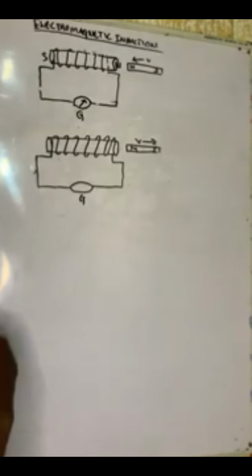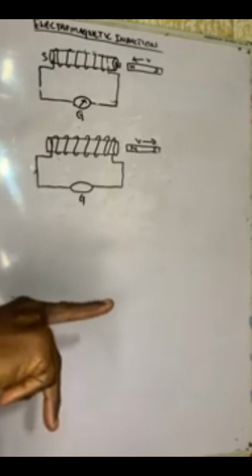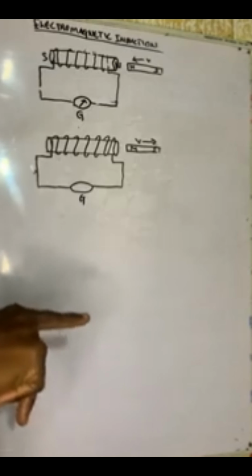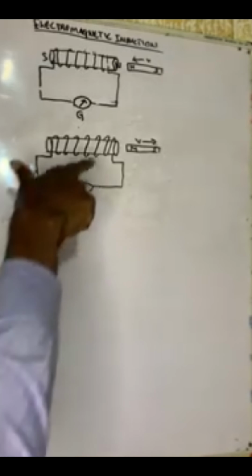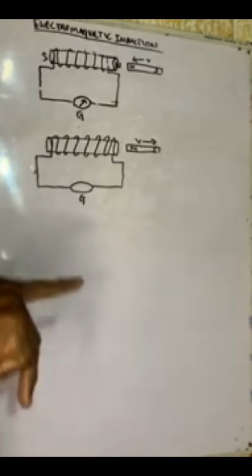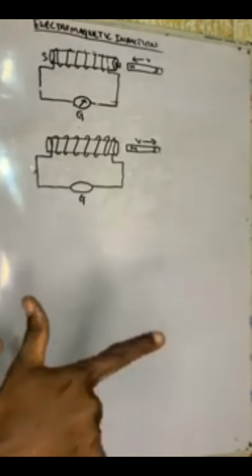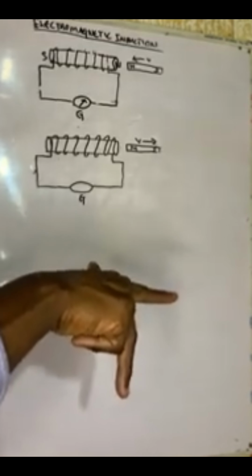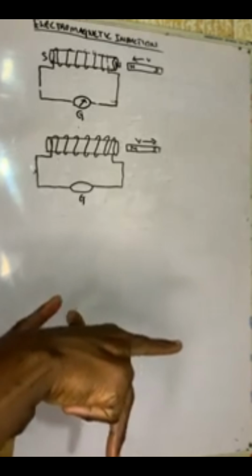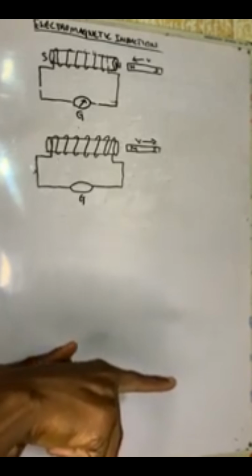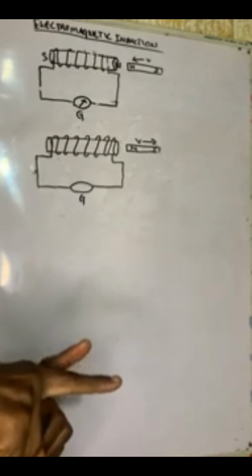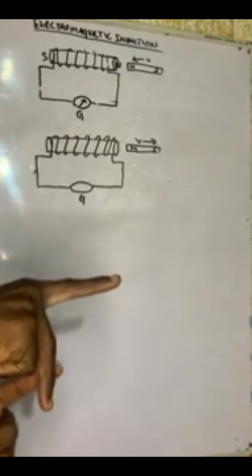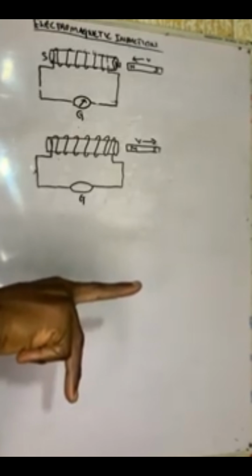And for this reason, we use Fleming's right-hand rule to determine the direction of flow of the induced current. The rule says that whenever the thumb and the first two fingers of the right hand are stretched out such that they are all perpendicular to each other, and we point the thumb in the direction of the motion of the conductor, then the first finger in the direction of the magnetic field, the second finger will point towards the direction of the induced current.